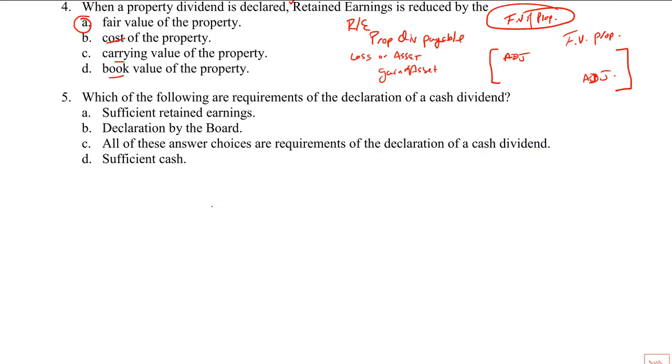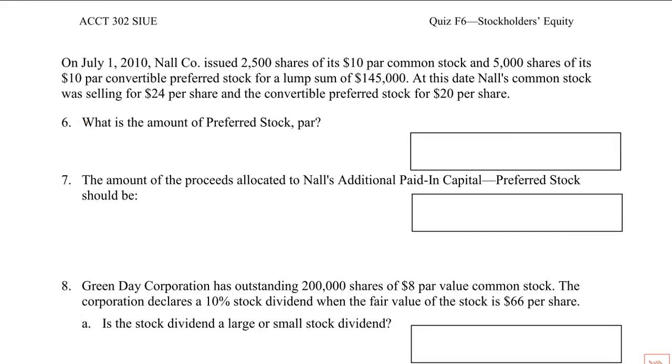Which of the following are requirements of the declaration of a cash dividend? Sufficient retained earnings, absolutely. So a big T for true. Most states require that retained earnings have a credit balance even after the declaration. So that's true. Declaration by the board controls distributions to the owners. Sufficient cash. If you don't have cash, you can't have a cash dividend. While cash isn't a legal requirement, it's a practical requirement. So all of those answers are correct.